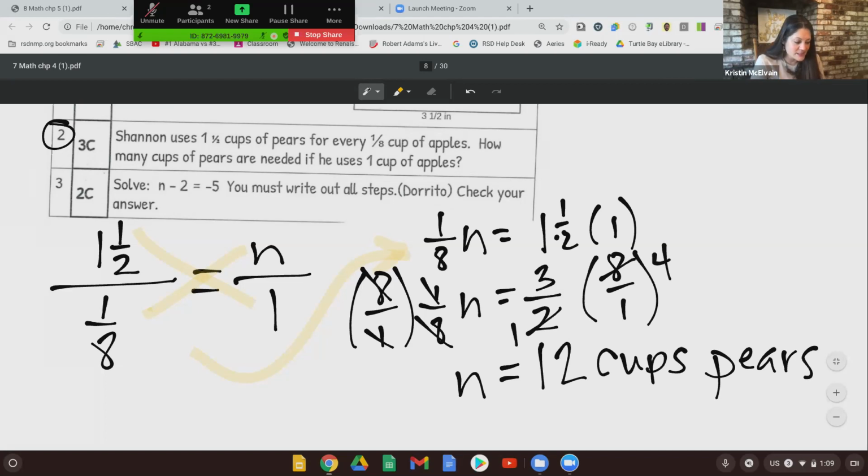All right. So Shannon is making either a giant fruit salad or a smoothie. Who knows? But that's a lot of pears.